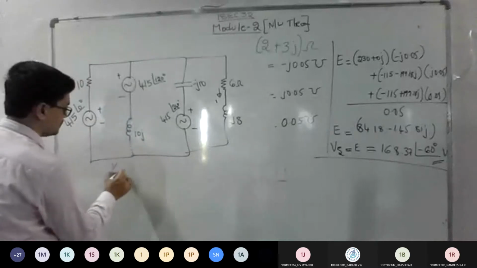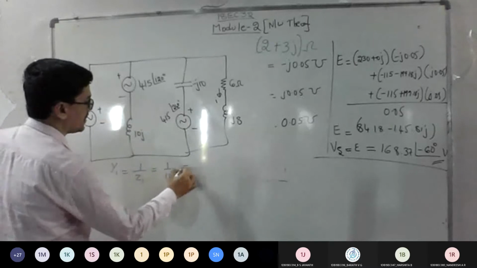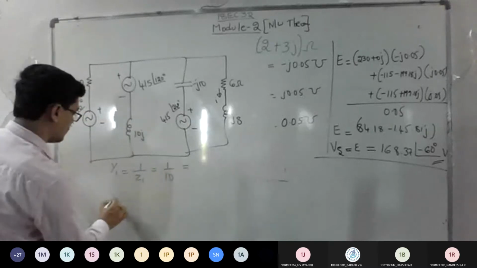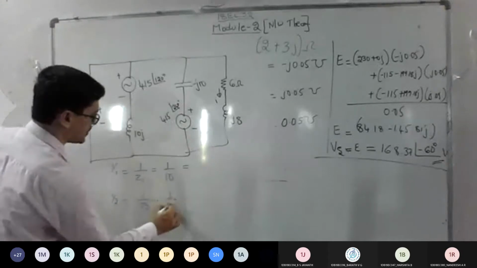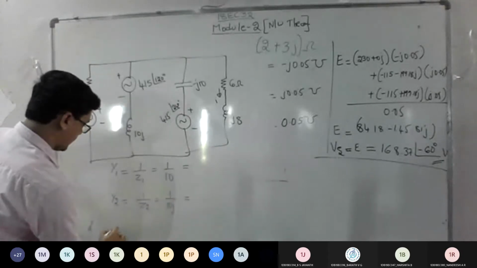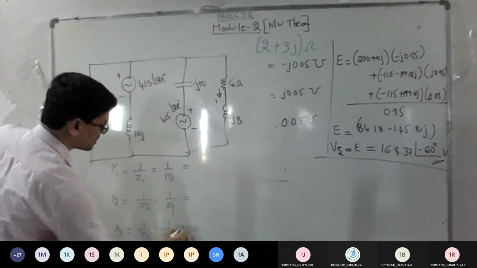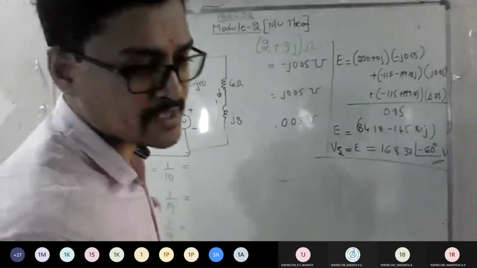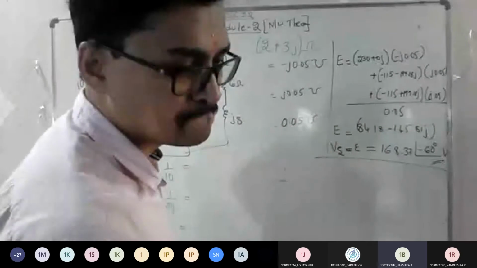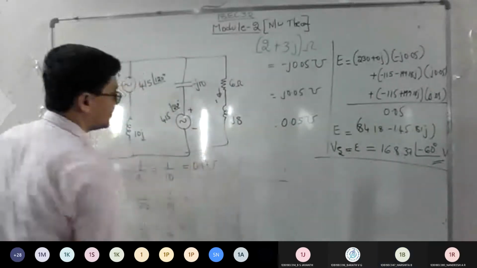Tell me, what is Y1 equal to? It's 1 by Z1, 1 by 10. Similarly, Y2 equals 1 by Z2, nothing but 1 by 10j. And Y3 is 1 by minus 10j. What is 1 by 10? Y1 is 0.1 mho. Don't forget to write the unit; the unit also carries marks.